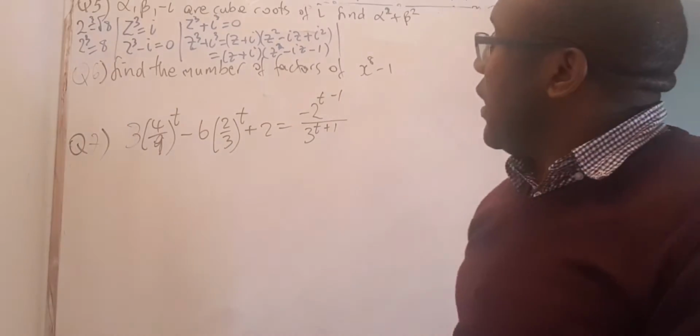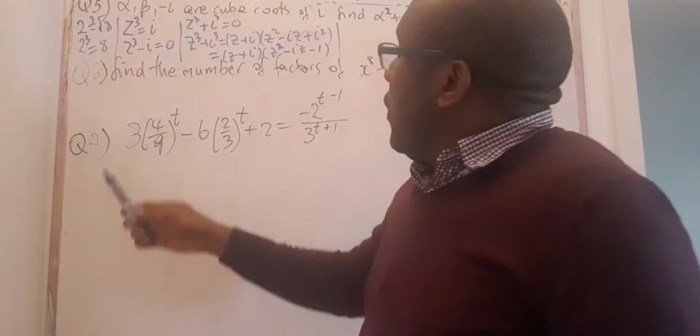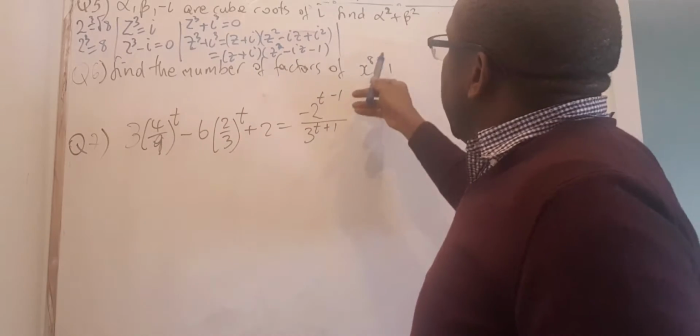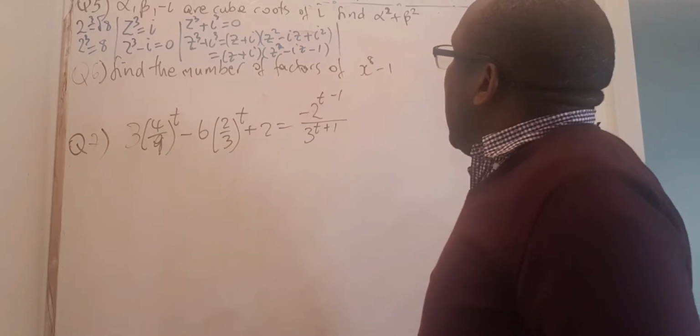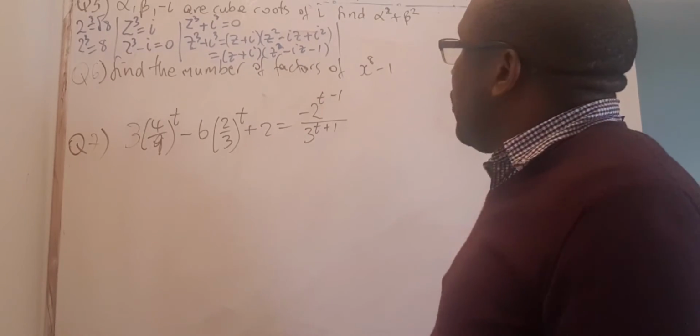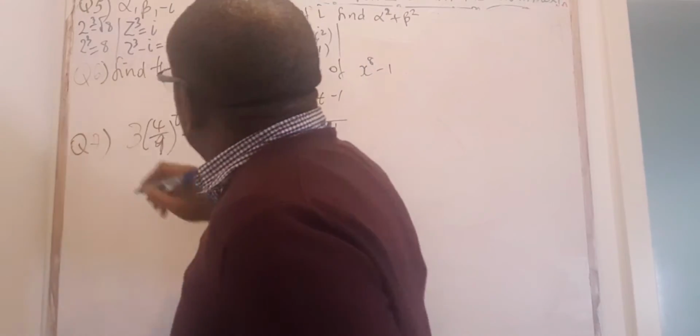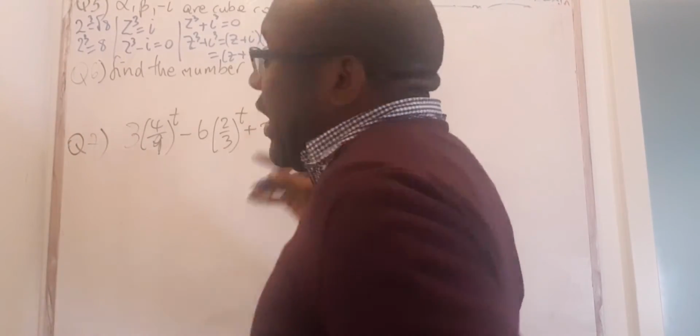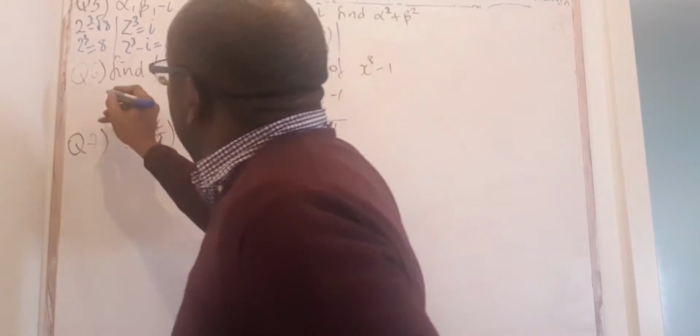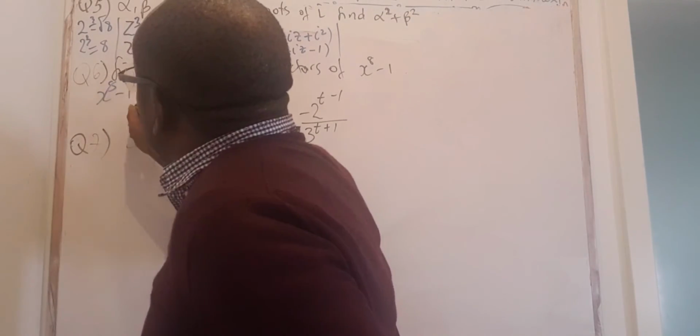Let's look at the next question. You have to find the number of factors that x to the power 8 minus 1 has. You can always play with it to get the idea of difference of two squares. So this is x to the power 8 minus 1.